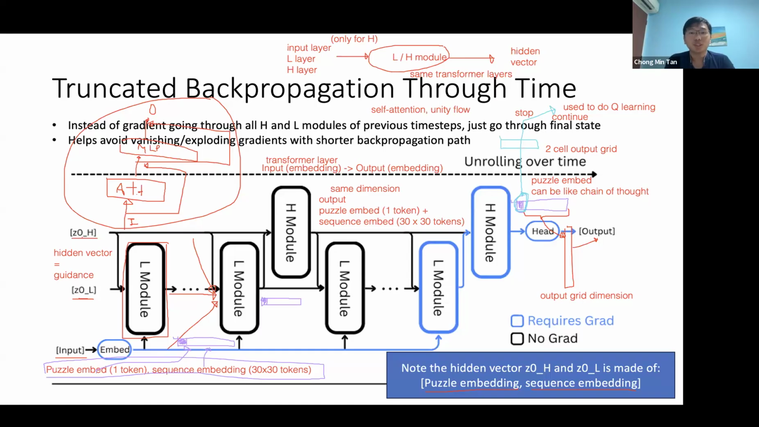Okay, so the thing that I want to highlight here is that the beauty of this architecture is that there's no instructions needed in language. The instruction is in the puzzle embed. And your L and your H module output exactly the same shape: a 1 token puzzle embed and a 30 by 30 token sequence embedding. At every layer, the hidden vector has the same number of tokens and the same number of embedding dimensions. You are able to do recursion with this. And you can do recursion at any level. Okay, I want to emphasize this point.